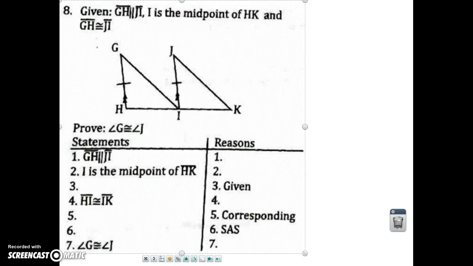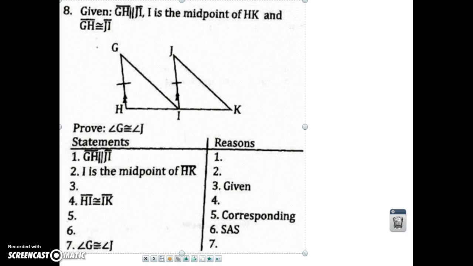How you doing, everybody? Let's write this two-column proof for this triangle. Hey, everybody. Let's write this two-column proof for these two triangles right here. Okay, we're gonna start with our given information.